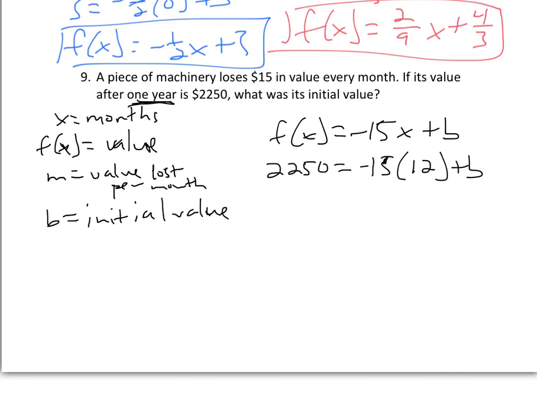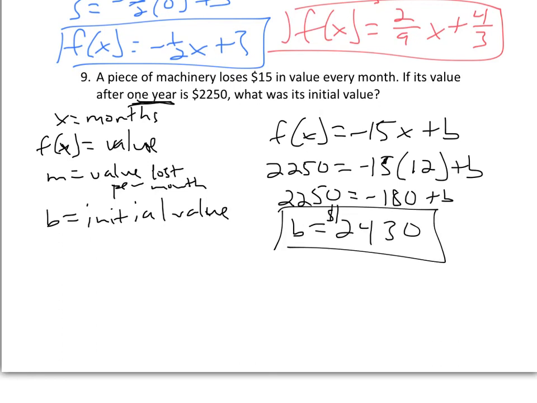We get 180. 22.50. That's not a 5. 50 equals negative 180 plus b. Add the 180 over. You get b equals 24.30. So the initial value was $2,430. That's it for this section.